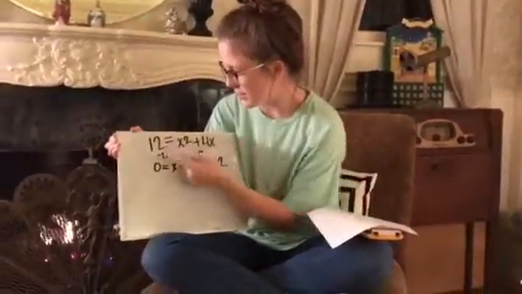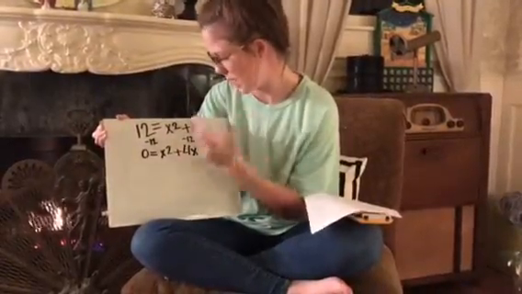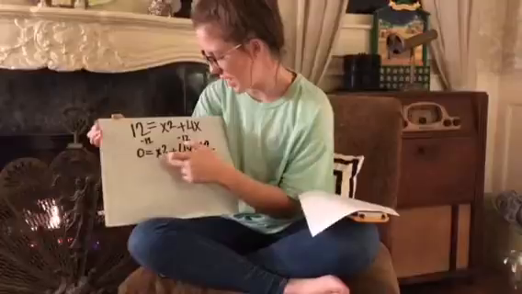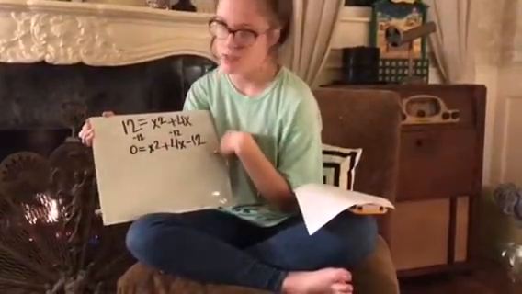What you need to do is set this equation to 0. So you'll subtract 12 from both sides, and you'll get 0 equals x squared plus 4x minus 12. Now that we have this, we can graph.